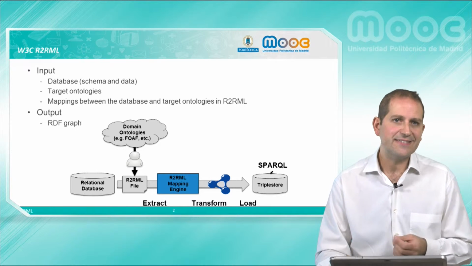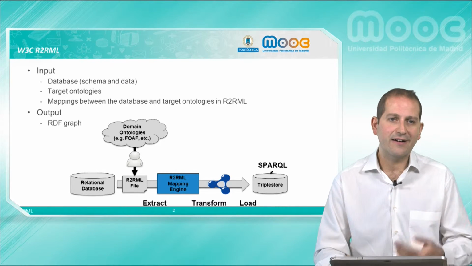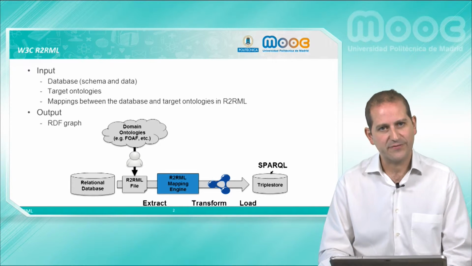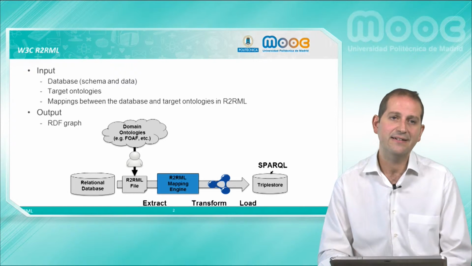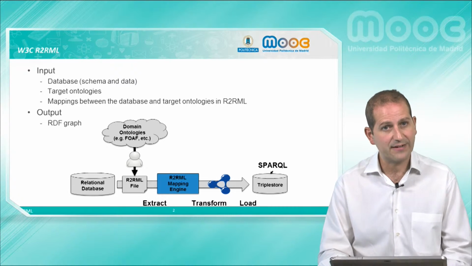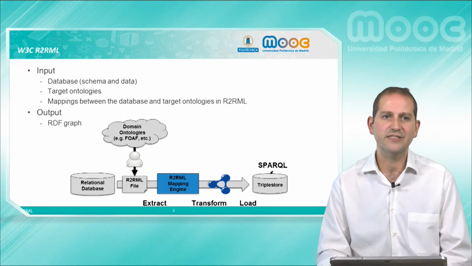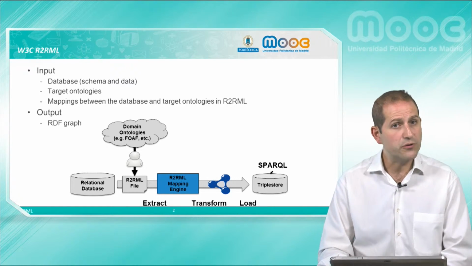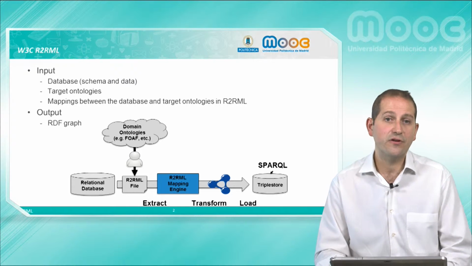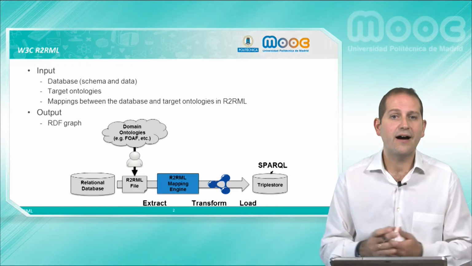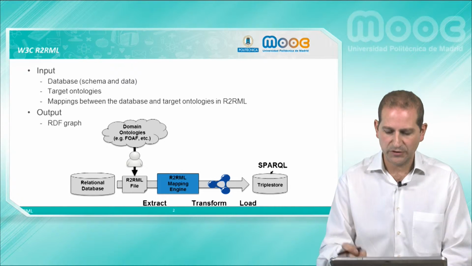As already discussed, the input for R2RML is even more than what we had for direct mapping. First of all, we have the database schema and the data, but we also normally have target ontologies and mappings between the database and the target ontologies in R2RML. The output will be exactly the same, an RDF graph that will be available for loading into a SPARQL endpoint, into a triple store.